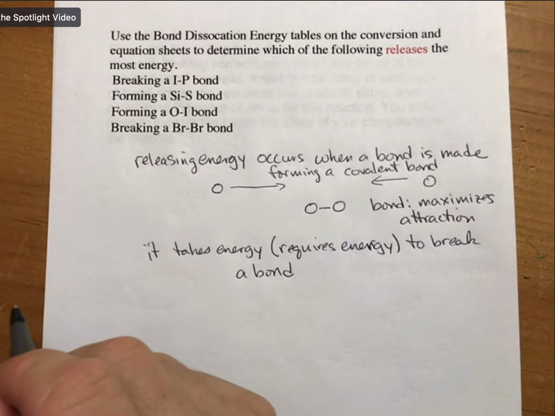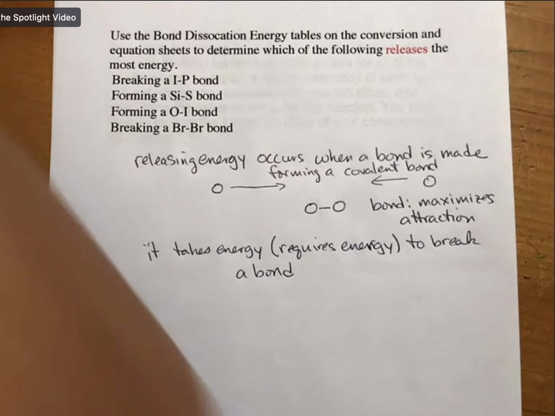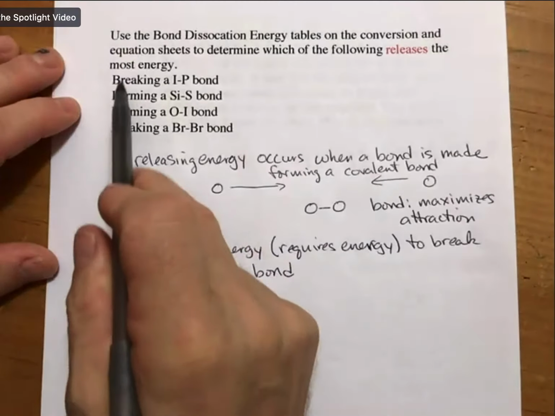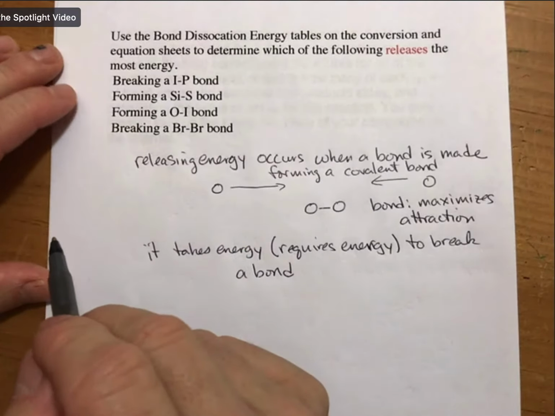And then if we go to our conversion and equation sheet, there we go. On the conversion and equation sheet are the average single bond dissociation energies for a whole host of single bonds. And what you want to do here is, looking at these four choices, this is a multiple choice question. First off, we're going to be making a bond because the question says releases energy. So we're going to be forming bonds. And then you just want to go to the list and see which one has the largest number.